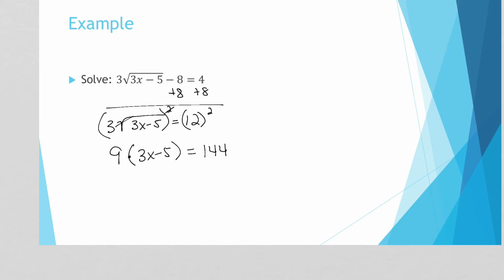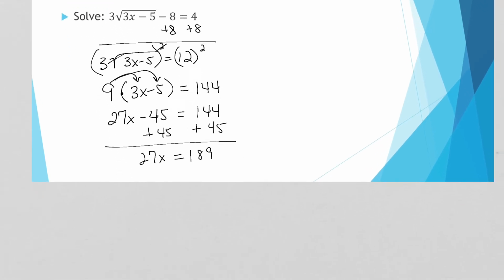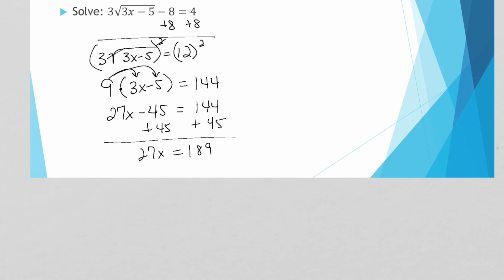Okay, so then we would distribute. I would add 45 to both sides. And then I would divide by 27. So on my calculator, I'm typing in 189 divided by 27. So x is equal to 7.